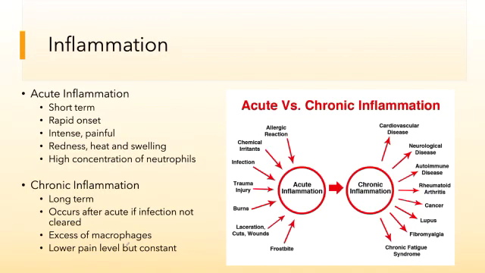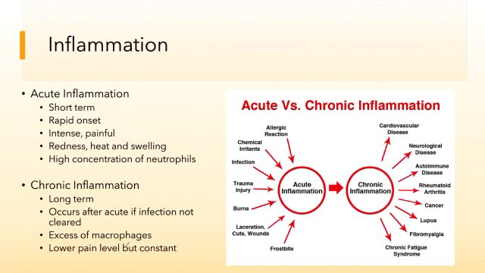So inflammation occurs, we have two different types. We have acute and chronic inflammation. Acute inflammation is very short term. This is what you would feel when, say, you twist your ankle or an acute bacterial infection. The onset of inflammation is usually very rapid, maybe a couple of hours or a day. It is intense. It is a very painful form of inflammation.